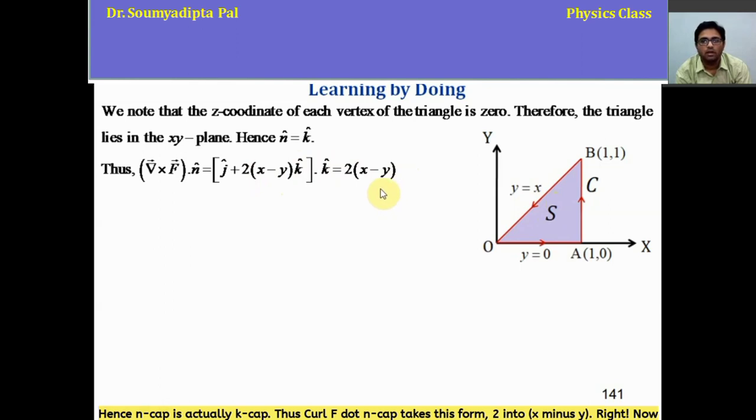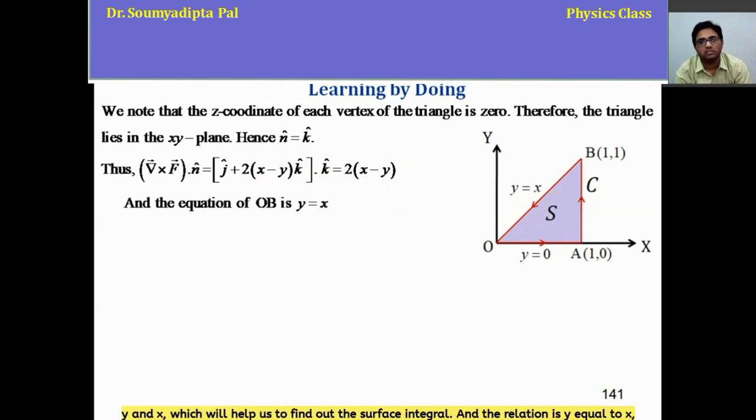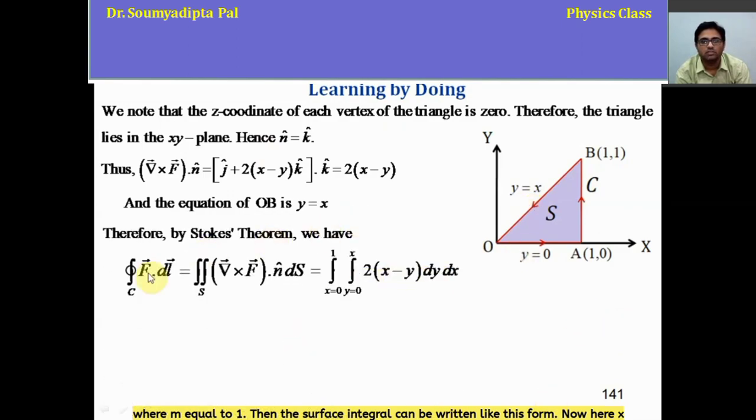Right? Now, there is a particular relation between y and x, which will help us to find the surface integral, and the relation is y equal to x, which is this part of the curve, right? And you know this is the equation of a straight line y equal to x, where m equal to 1. Then the surface integral can be written in this form.